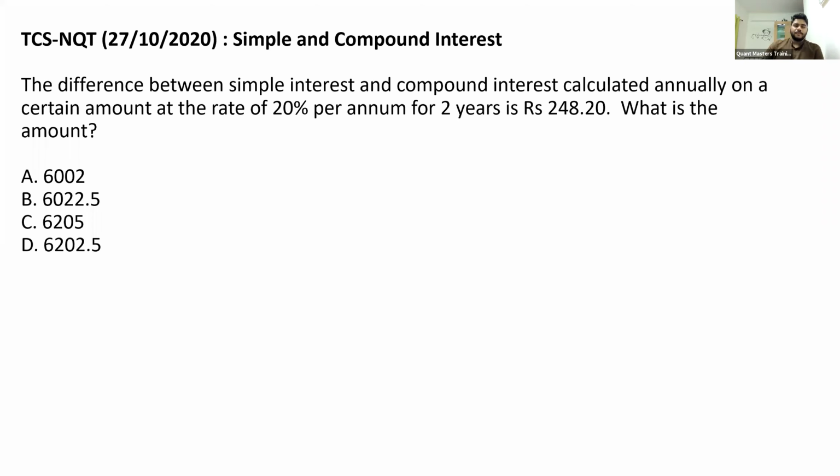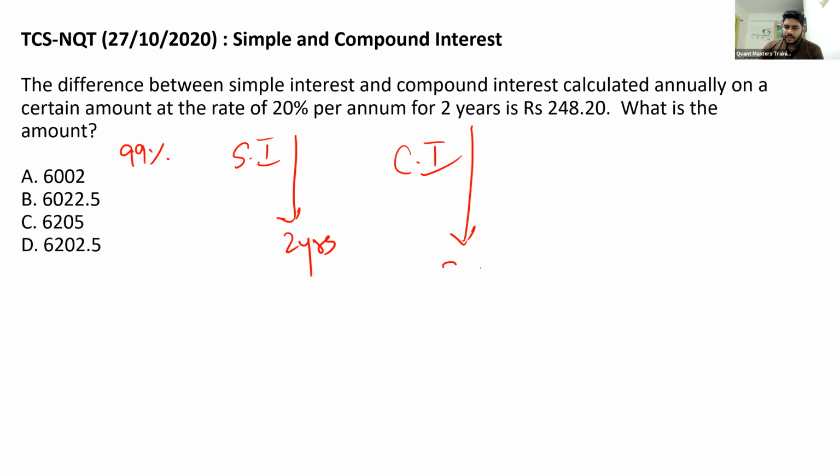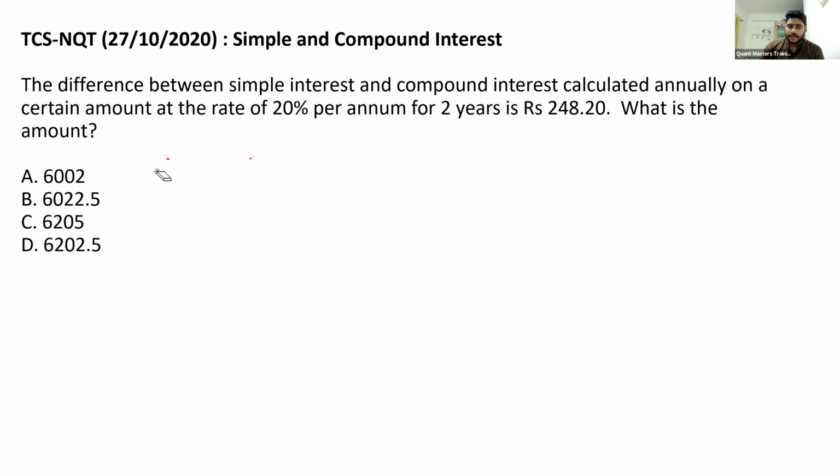Simple and compound interest. The difference between simple interest and compound interest calculated annually on a certain amount at a rate of 20% per annum for 2 years is 248.20. What is the amount? Now see, 99% of people will apply one of two methods. First, they'll find simple interest for 2 years, then compound interest for 2 years, and the difference between them will give the answer. This is method number 1. Method number 2, they apply big formulas. We will do this without using either method, but you need to know a concept here.